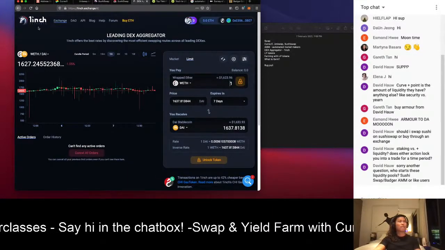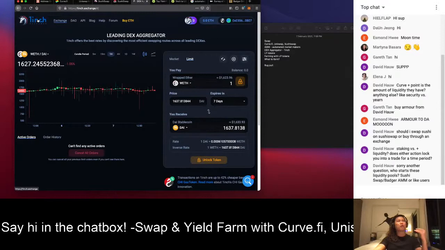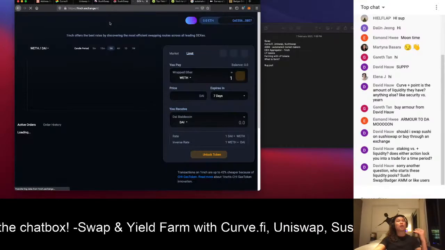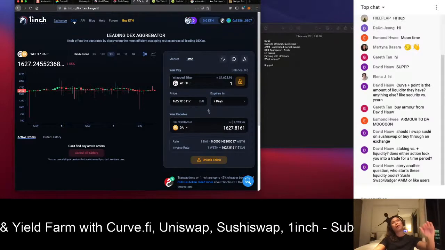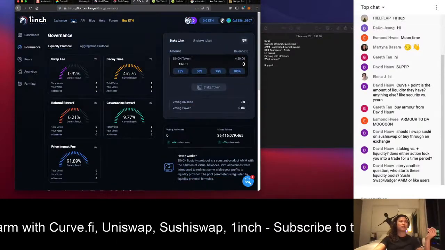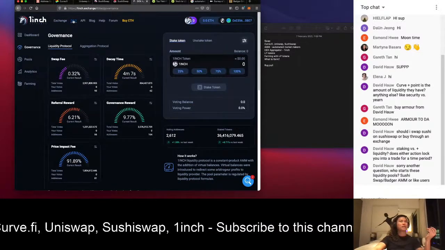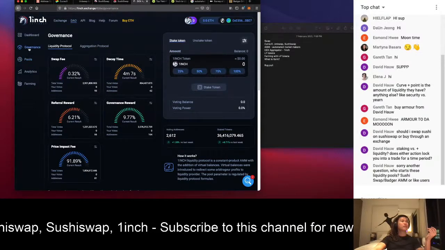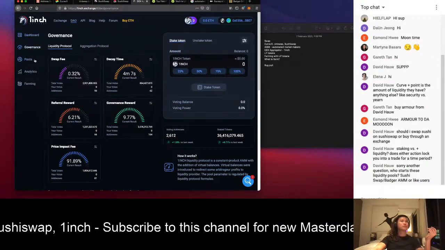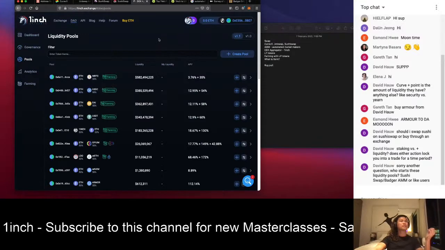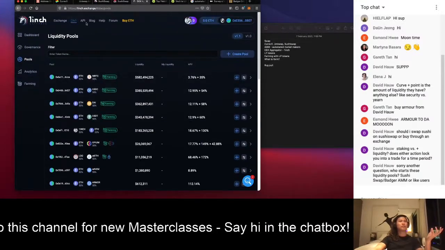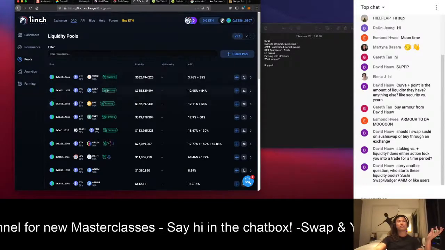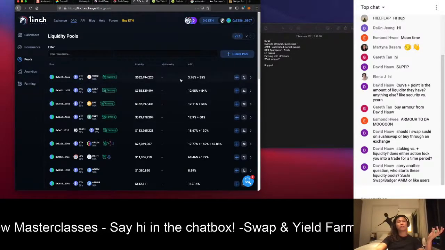So if you want to see 1-inch farming protocol, usually the farming protocols will be either called farm or DAO or something. So in this case, it's called DAO. You click DAO, you go to pools, liquidity pool. So 1-inch is also an exchange, right? So they also have liquidity pools for you to put in Ethereum WBTC.